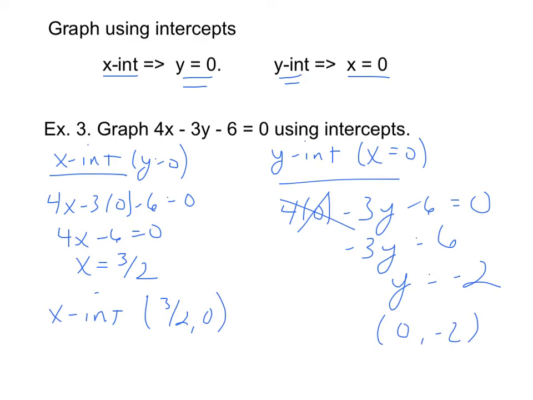So if we sketch that graph, okay, we could just make a quick sketch. 1, 2, we know that 3 halves is going to be somewhere right in the middle, between 1 and 2. Our y-intercept is at (0, negative 2). And there's our line. Okay, so when you're graphing using intercepts, you put in 0 for the y to get the x-intercept, put in 0 for the x to get the y-intercept, plot those 2 points, and draw the line.